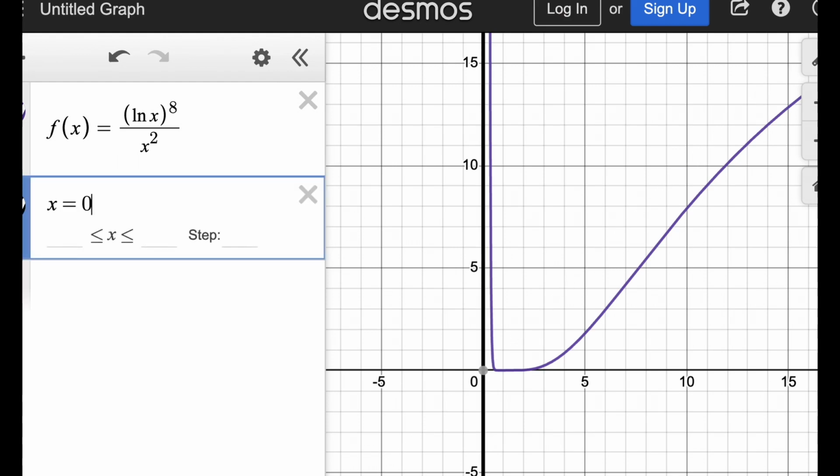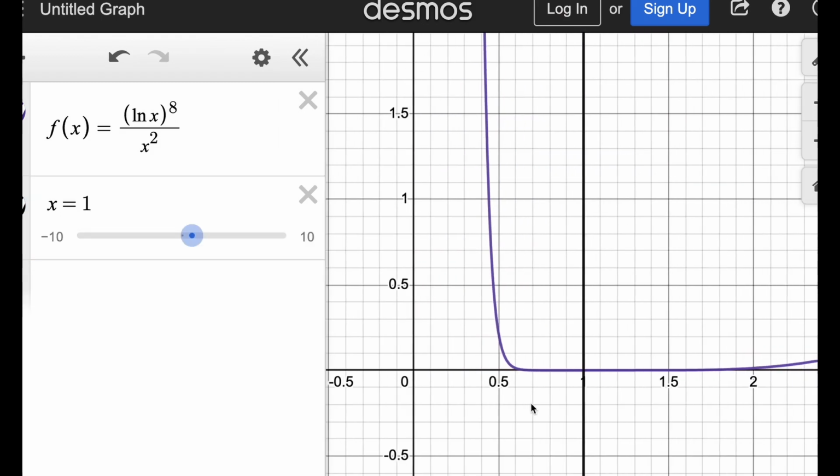So for 0, that will not work because it's not even part of the domain of the original function. There's an asymptote there, it looks like, and it's just not even going to be defined. If the original function is not defined, the derivative is not defined either, so it can't have a horizontal tangent at 0.